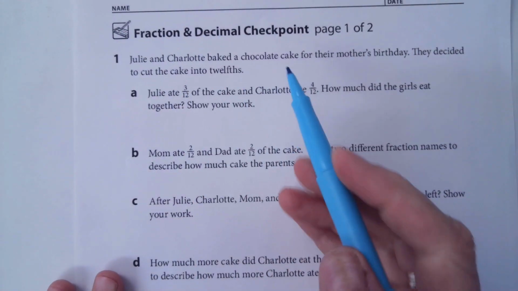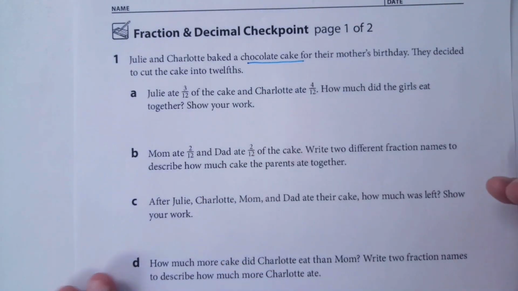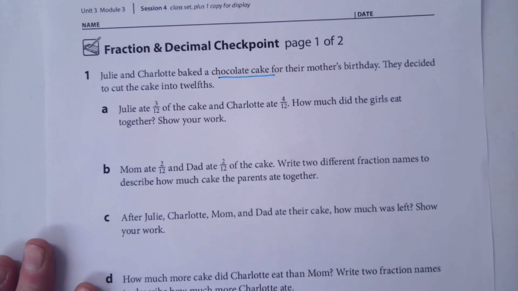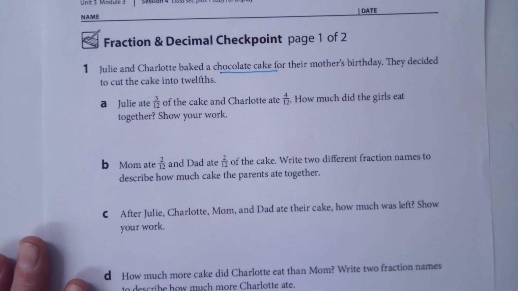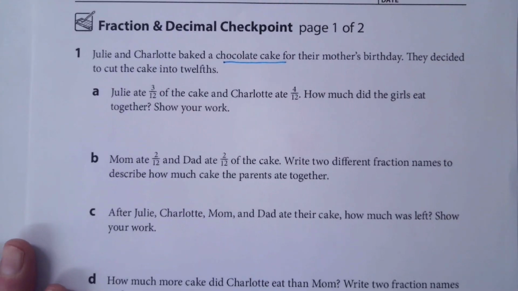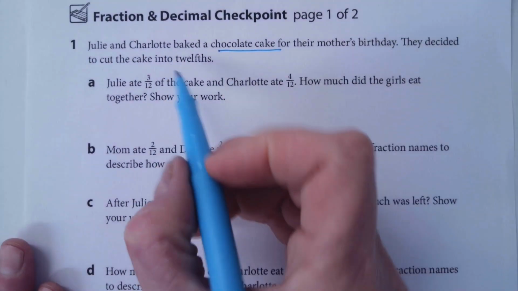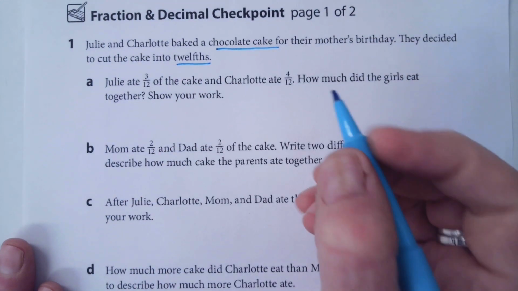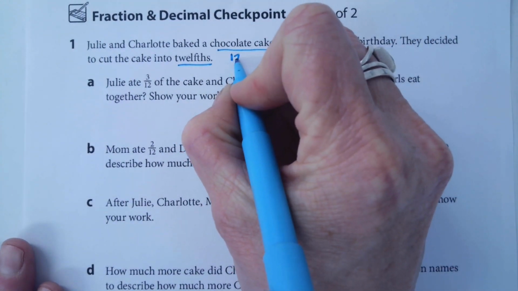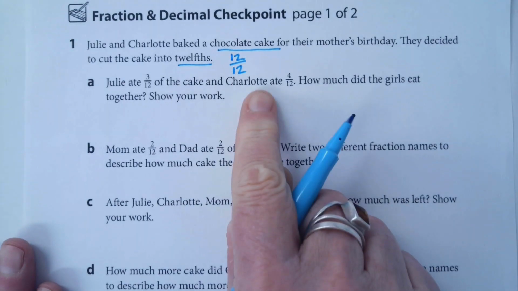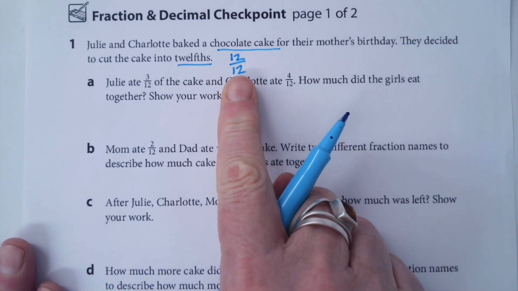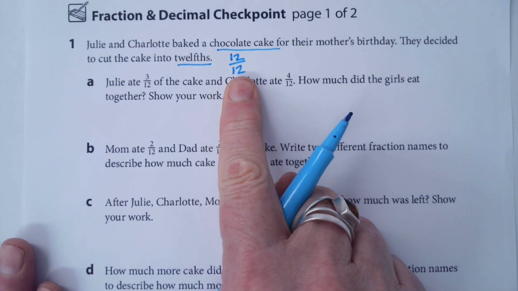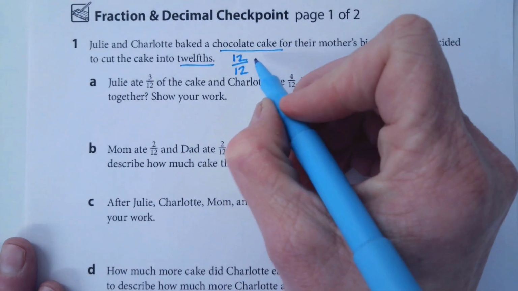Number 1 is all about the chocolate cake. Julie and Charlotte are so kind. They made Mom a chocolate cake for their birthday. I would love that. And they decided to cut the cake into 12ths. So I want everybody to write 12 12ths. This is our starting point. Precious, this is how much cake we started with. And now we're going to start eating the cake. So 12 12ths is how much we start with.